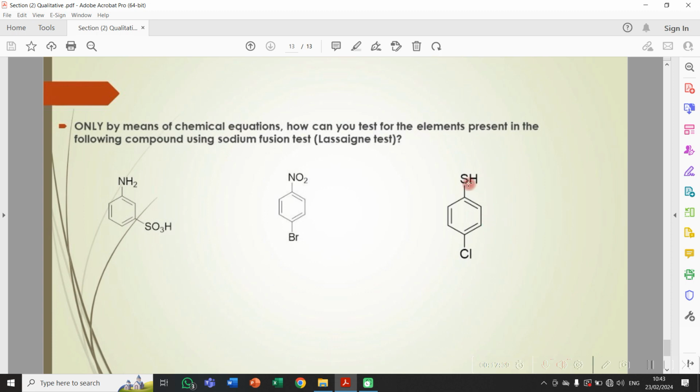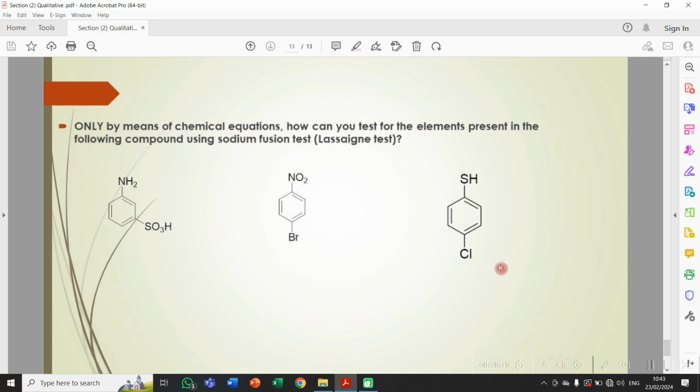The final compound contains sulfur. So first of all, I will write sodium plus sulfur gives us sodium sulfide. Then I will add the sodium nitroprusside to give us, in the second equation, the purple color compound. After this, halogen. Halogen has two cases. Here there is sulfur. So first of all, I will write sodium plus chlorine gives us sodium chloride. After this, by putting conc nitric acid, we will get rid of all the sodium sulfide in the form of H2S gas. After this, I will put the silver nitrate to give us the silver chloride, which is white, a precipitate, and it is soluble in dilute ammonium hydroxide. Okay, so this is how we are asked in the exam.